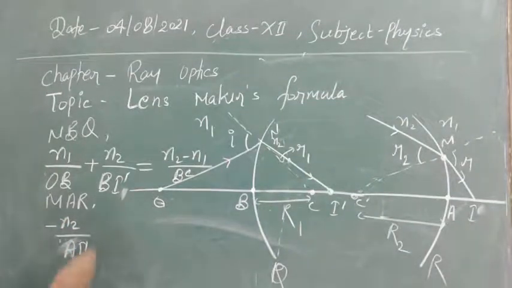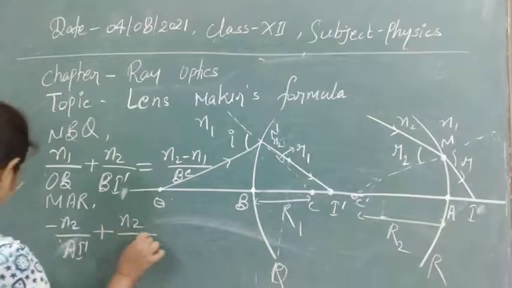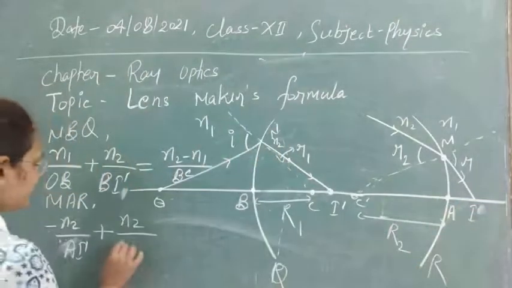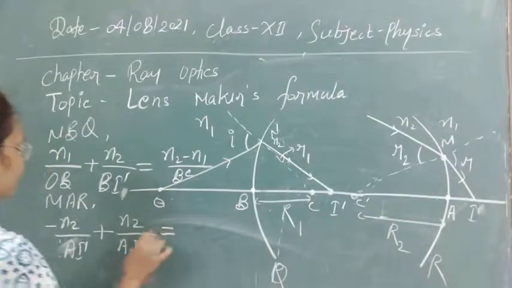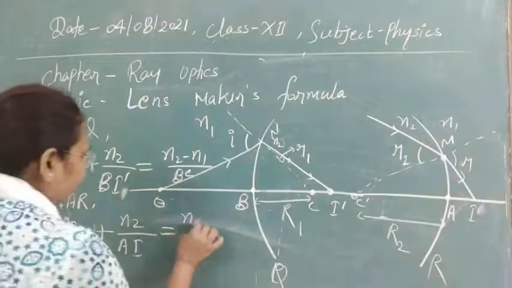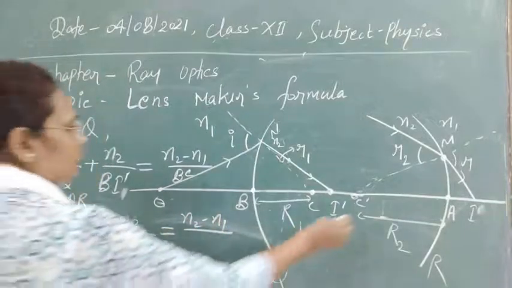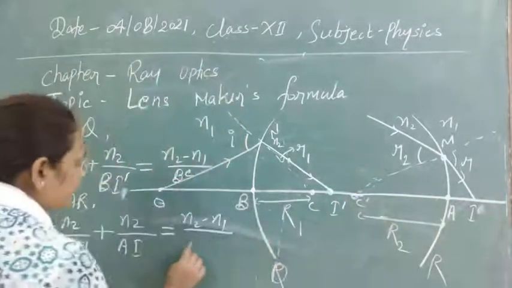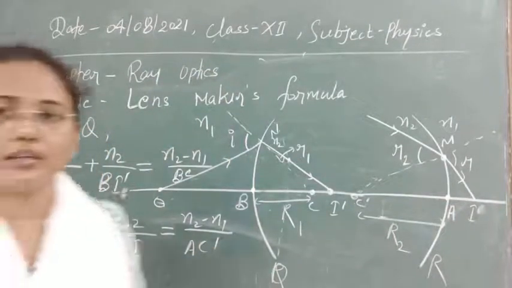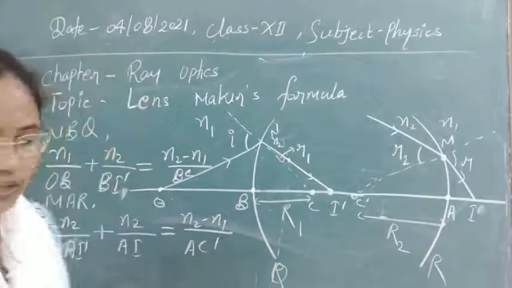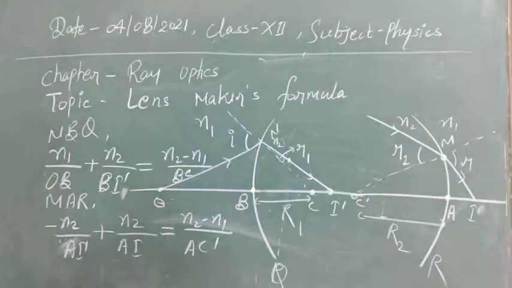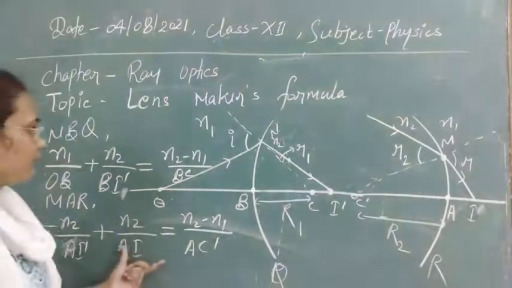Second, this is plus N2 upon the image distance, which is from here to here, AI, and this is equal to N2 minus N1 upon the radius of curvature, that is AC dash. So these are the two equations that we will use for the formula derivation. Note down these two equations first, that is very important to derive the concepts. I think you have noted.